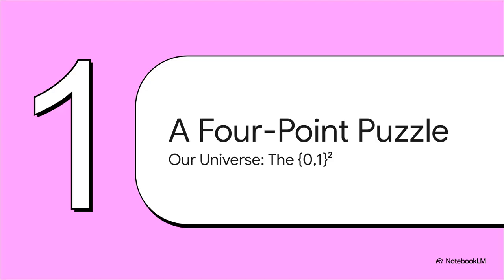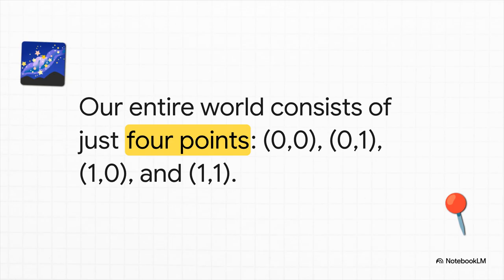Before we can judge our models, we have to understand the world they live in. Now, it's technically called the 0-1 squared space. Sounds a little fancy, right? But trust me, it's about as simple as it gets. Yep, that's it. Our entire universe is just these 4 points sitting at the corners of a square. The whole game for our models is to find a way to separate these points, to draw some kind of boundary that groups some of them together and leaves the others out.